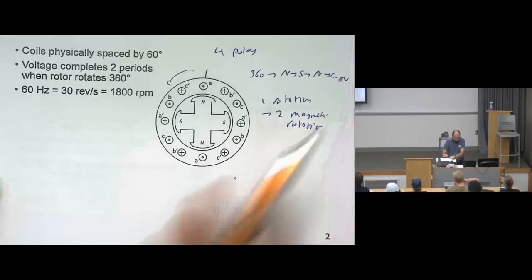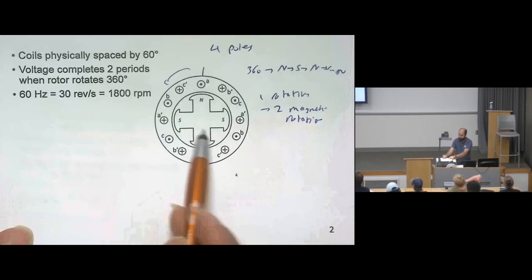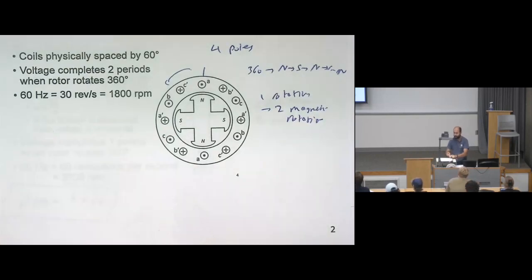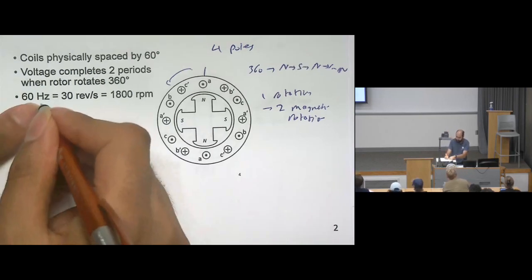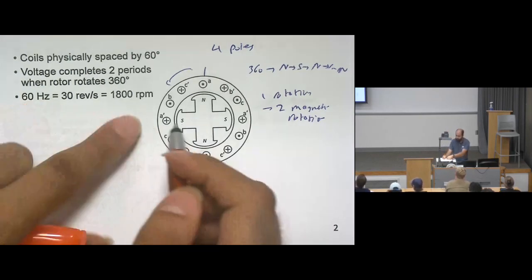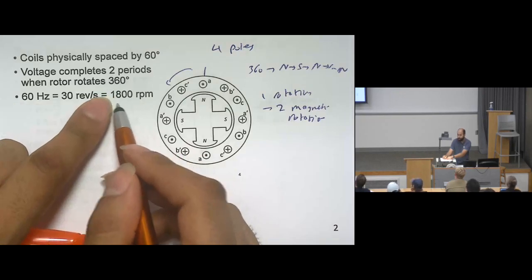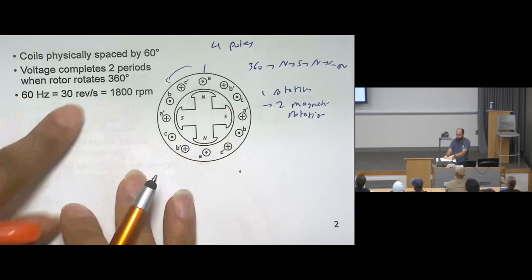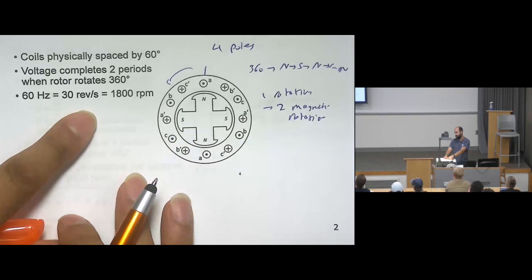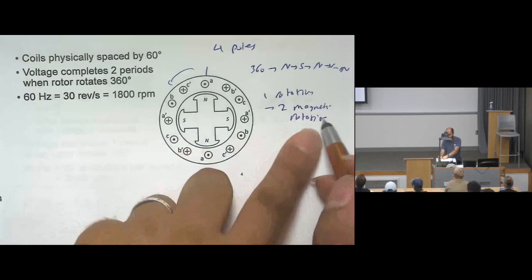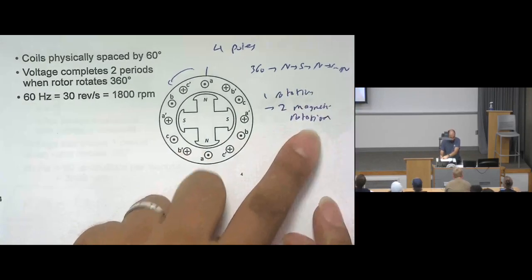So we can see that when we have more than 2 poles, like 4 poles, this changes the speed. Whenever we have 60 hertz, this will not produce 3,600. It will produce 1,800 RPM, or 30 revolutions per second. It's no longer 60, because we have 2 magnetic rotations. Then this makes an effect.